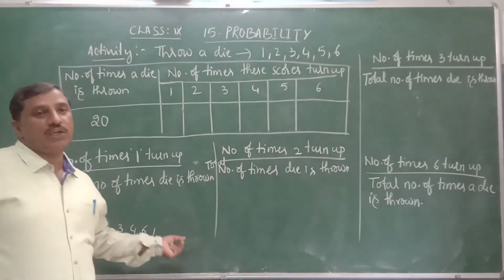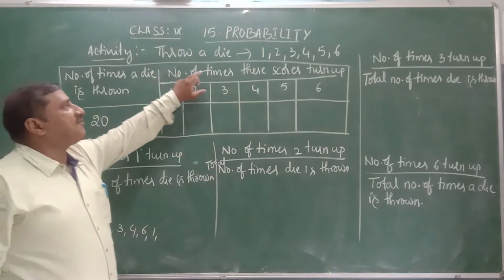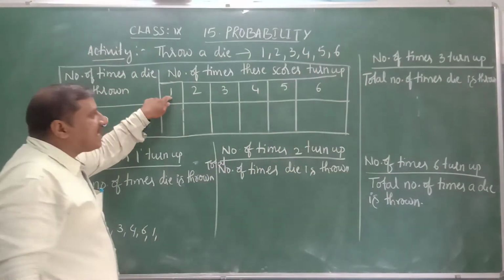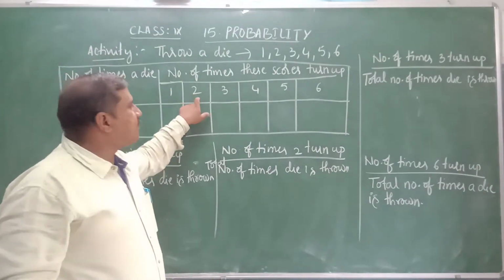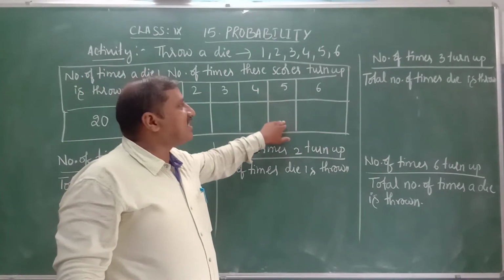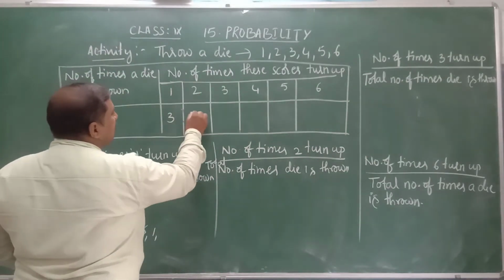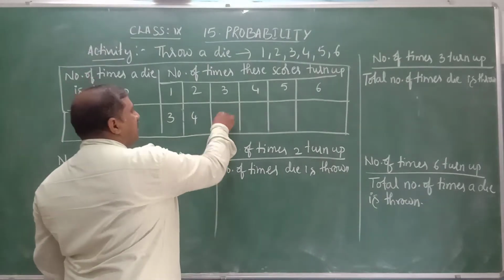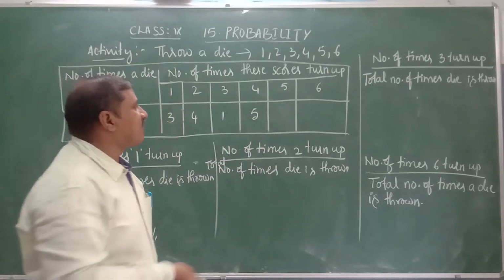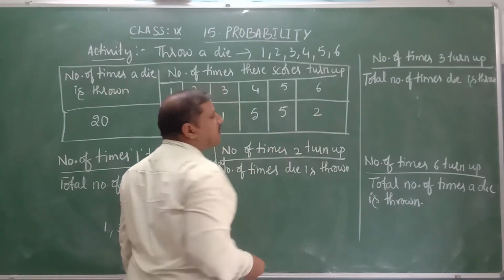Make a note of those 20 results, and then from them fill this table: number of times these scores turned up. Here scores means numbers. How many times 1 turned up, how many times 2, 3, 4, 5, and 6 turned up. For example, 1 came 3 times, 2 came 4 times, 3 came only 1 time, 4 came 5 times, 5 came 5 times, and 6 came 2 times, total 20 times when we throw a die.